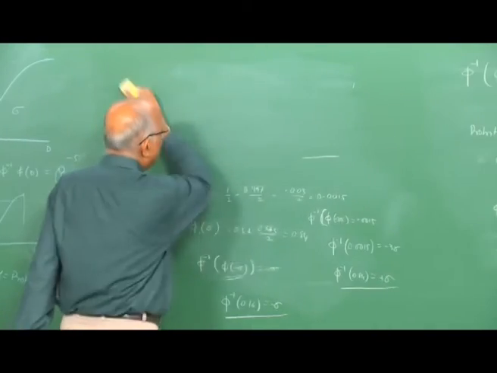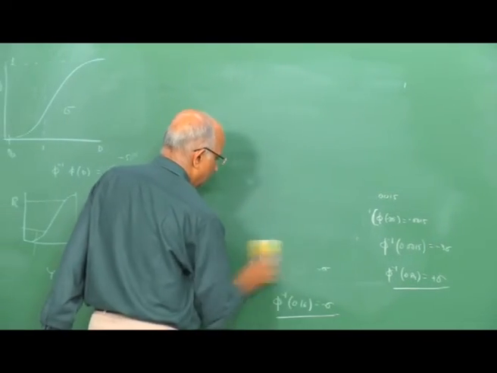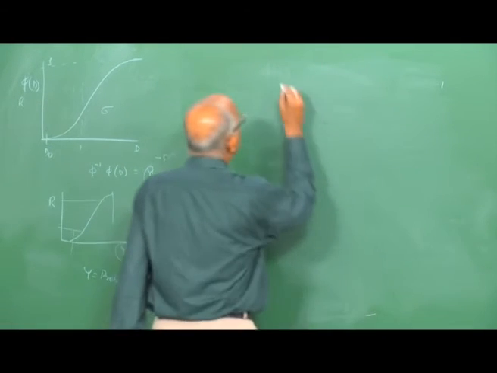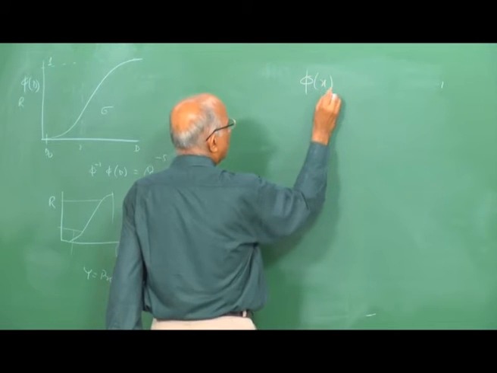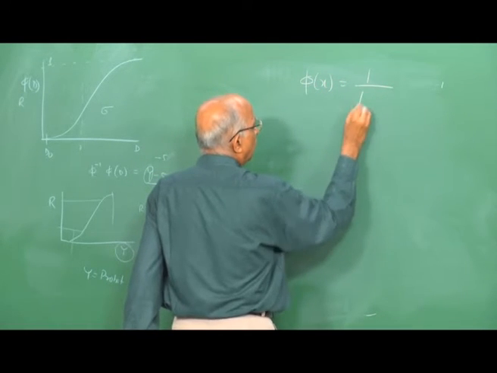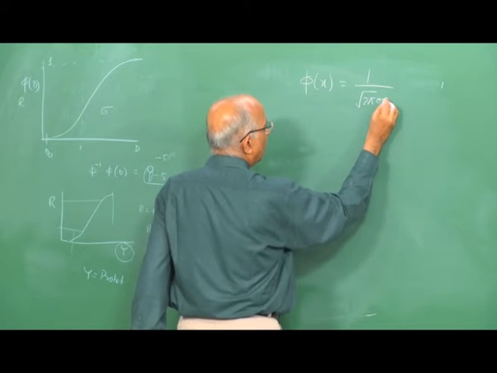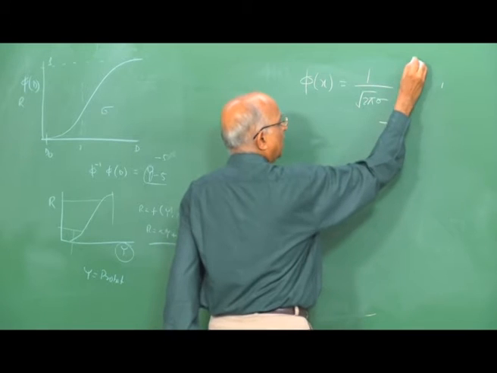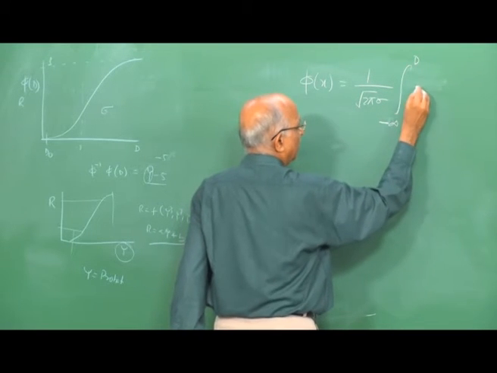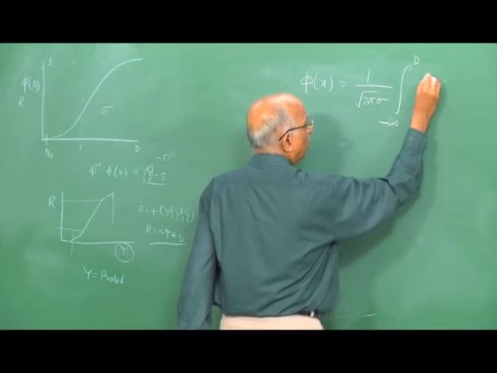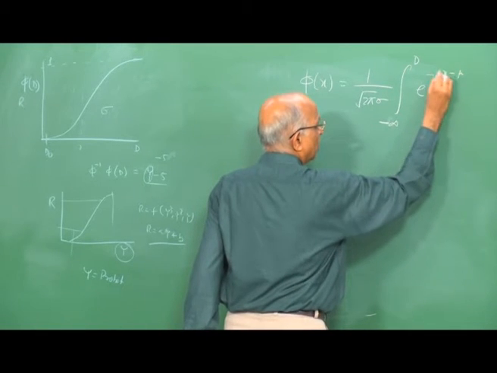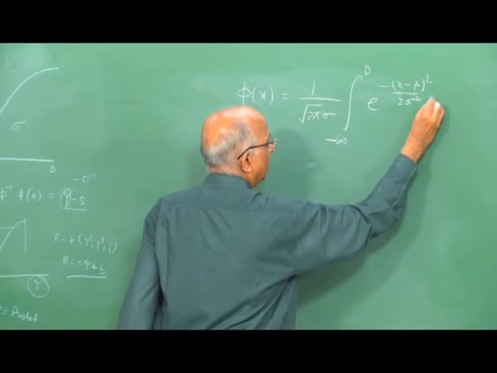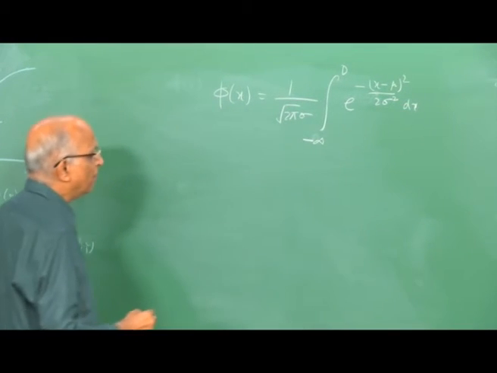Instead of writing the cumulative distribution as phi of x equal to 1 over root 2 pi sigma into the integral from minus infinity to the value of dosage with which I am interested, of exponential of minus (x minus mean) squared over 2 sigma square into dx. Again, I write this because this is the starting point. This is the cumulative distribution.